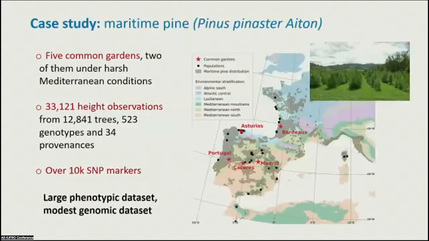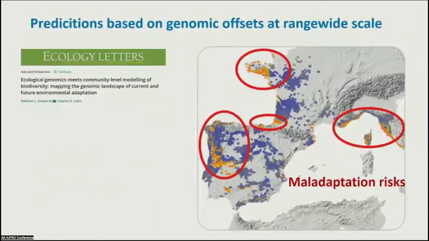So this slide is only to show our case study. We are using maritime pine, which is a very common species in Western Europe, for which we have many common gardens and some genomic resources, as a model species to learn how to do this, so we can apply it more widely in other species. And I will show today just a single result of this work.